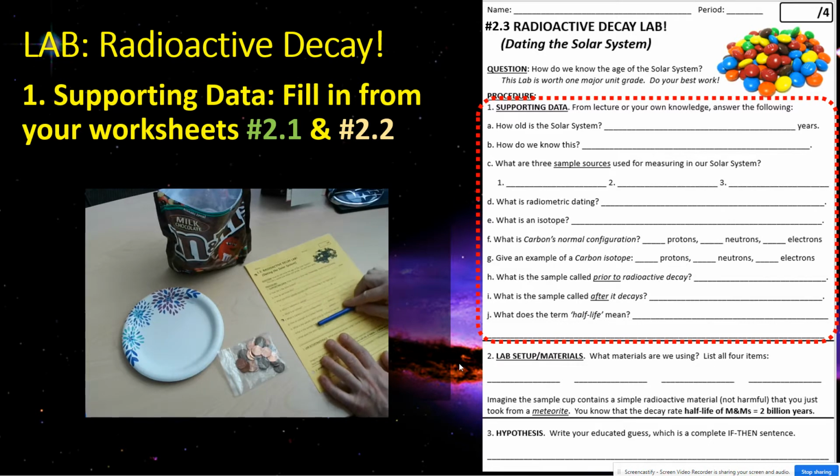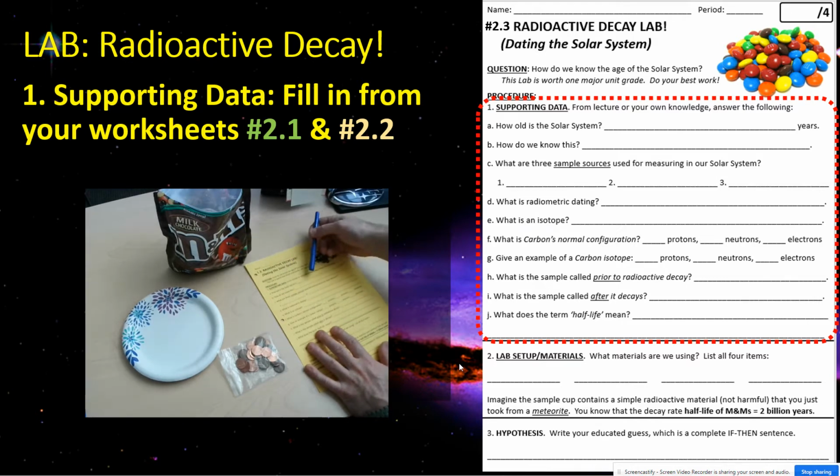All the supporting data. Most of this is straight copied off of 2.1 and 2.2 that you filled out on those worksheets already. Lots of good information on those that you can use to fill in these answers. So, how old is the solar system? We know, 4.6 billion years.